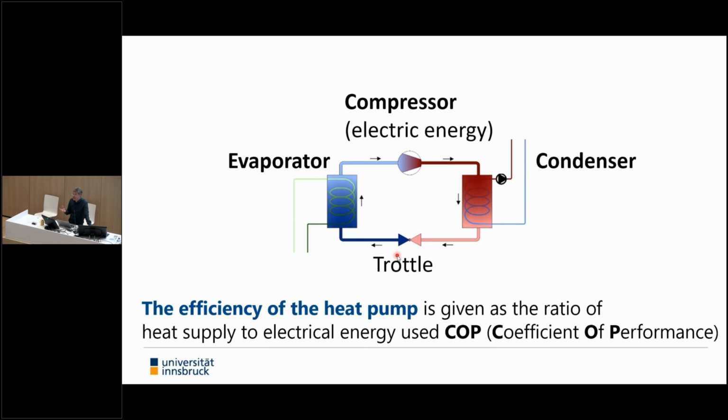And what we want to have is a very high efficient heat pump. And the efficiency is rated in the so-called COP. It's given as a ratio of heat supply to electrical energy used. Our compressor needs electricity to run, and what we use is the heat from the heat pump. So the ratio of heat supplied to electrical energy consumption is the COP.